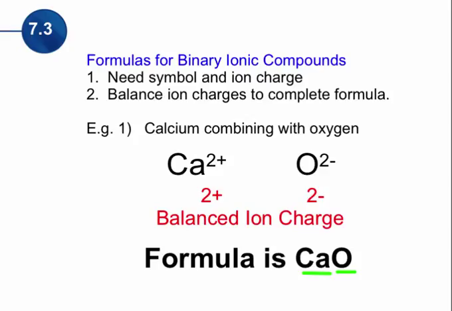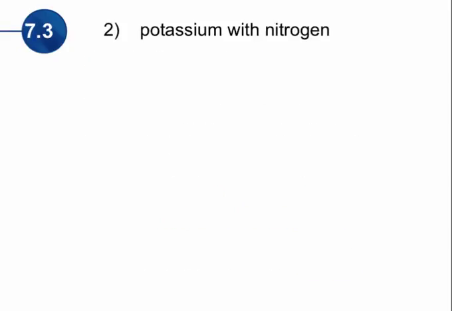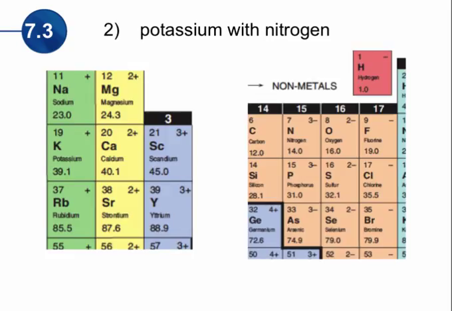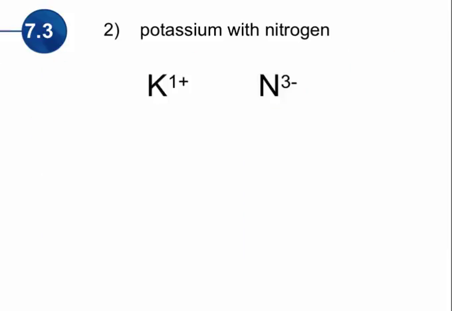Well, let's try another. Potassium with nitrogen. The same steps we did before. Turn to your periodic table. We'll find potassium and we'll find nitrogen. What we want to look for is the symbol and the charge for each one, and we take that symbol and charge and write it down. Potassium is a 1+, or just a plus. Nitrogen is a 3-. Now we need to balance the charges.